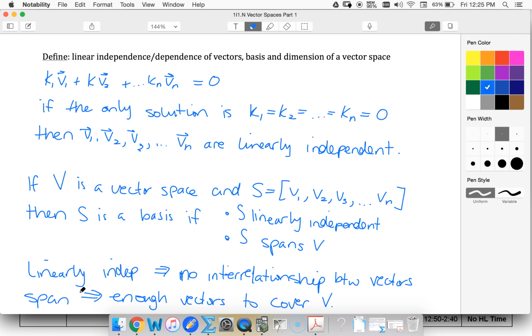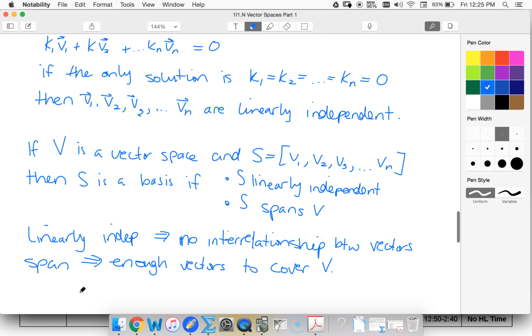Dimension is going to be, as it sounds, our n value. So dimension of S is equal to n. It's the number of vectors required in order to span. And we'll look at some examples in the next videos.